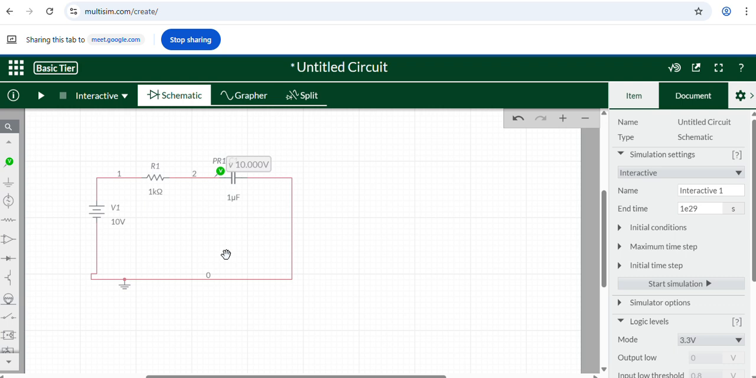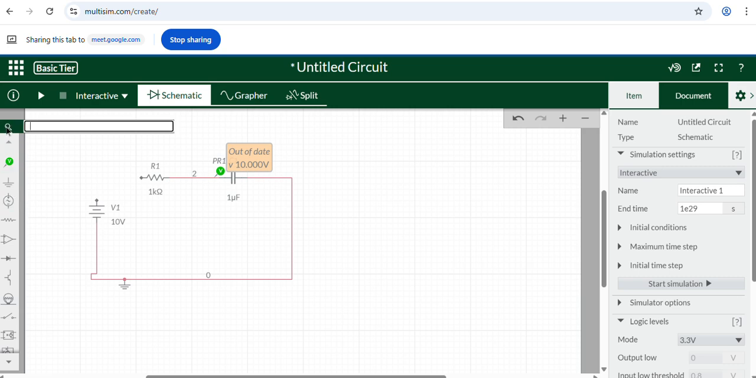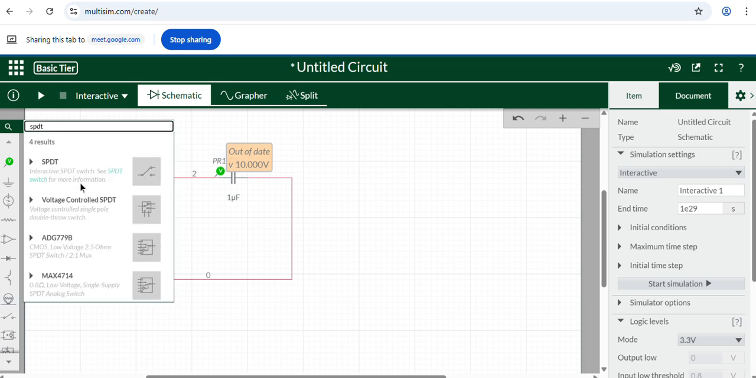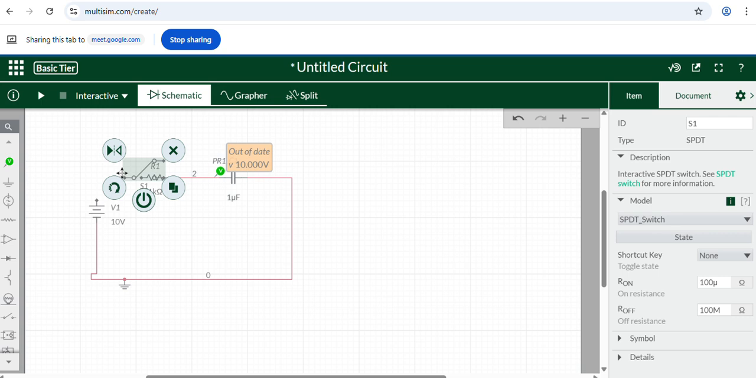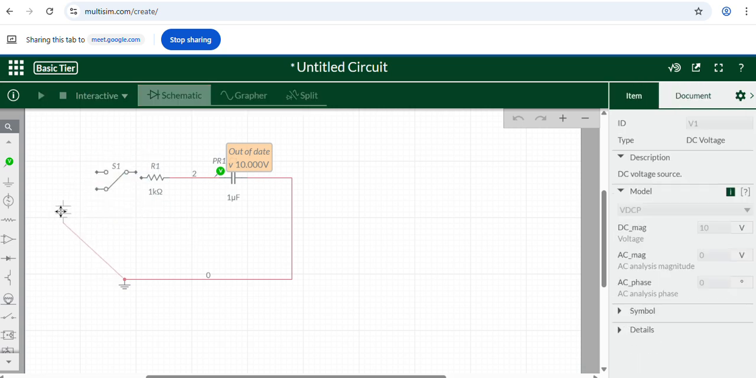Okay, so let's connect a switch. Thanks, Muni, for telling us about the switch. So of course we need a switch. So we don't know where switch is placed. Just we will write SPDT, single pole double throw. Okay, and we have to connect in a way that this common point should be connected towards the circuit.